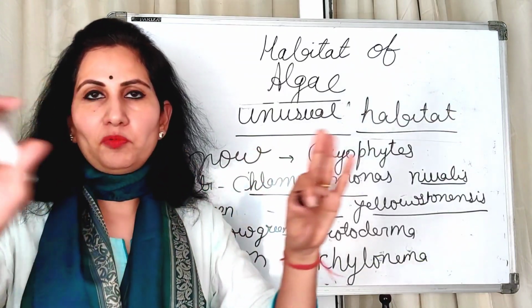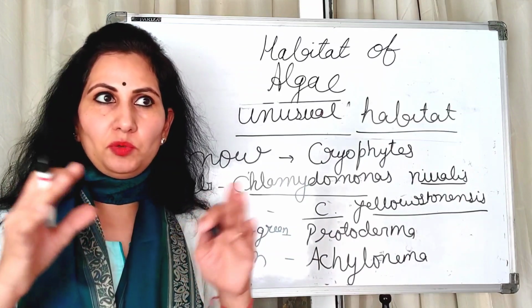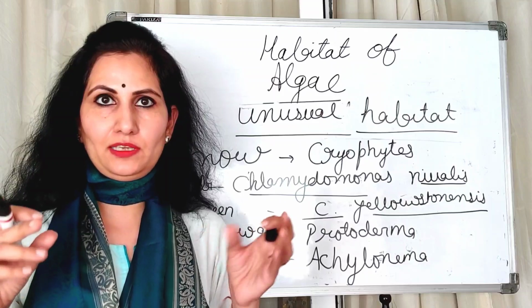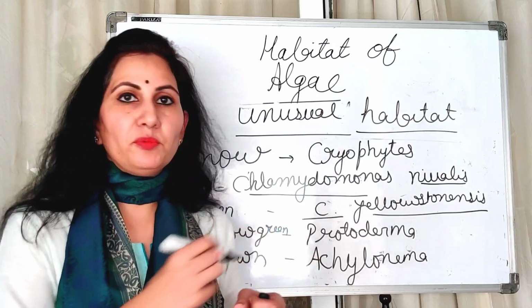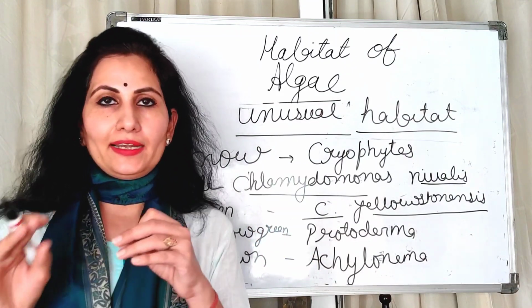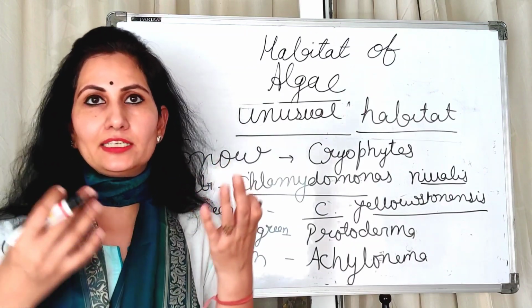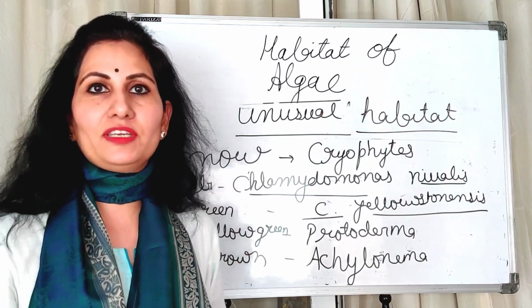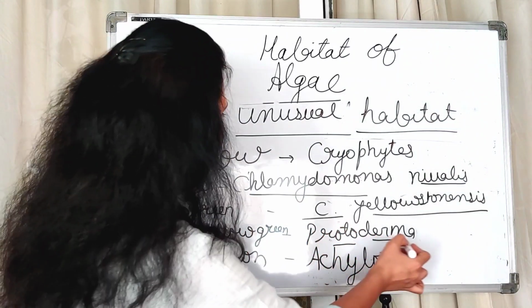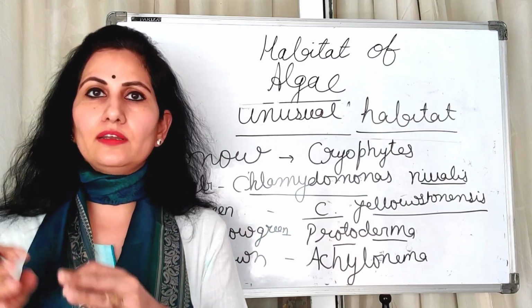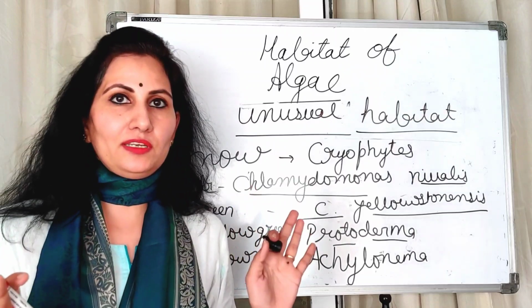This alga flourishes a lot in the snowy habitat, and it gives a red color to the snow, and it looks so attractive. If we see it from far, it looks so attractive. It gives a reddish color to the snow. Next alga is Chlamydomonas yellowstonensis, and you must be guessing by the name that yellowstonensis might give yellow color, but basically it is not giving yellow color, it is giving green color to the snow. Next alga is Protoderma. Instead of Chlamydomonas yellowstonensis, Protoderma gives yellowish green color to the snow.